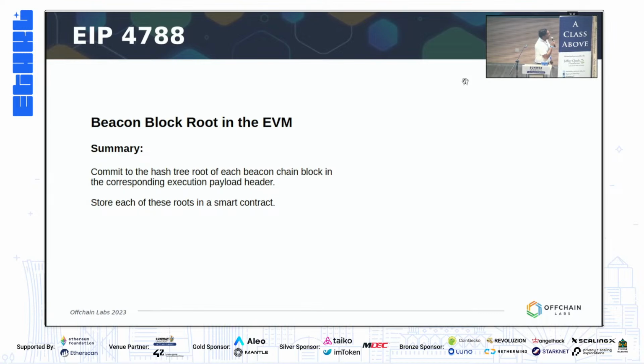Starting with EIP 4788, what this does is that this allows the Beacon block root to be accessible in the EVM. So any contracts on the execution layer can actually access this value. What this basically does is commit to the hash tree root of the Beacon chain, and you can use a corresponding execution payload header to know what was the past Beacon block root.